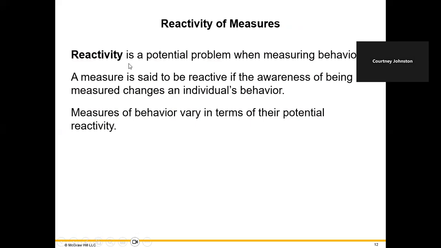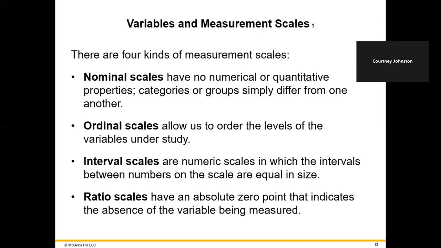And then we have reactivity. So this is a potential problem when you measure behavior. It's a measure or assessment or a survey. It's said to be reactive if the awareness of being measured changes an individual's behavior. So if somebody knows, for example, they are being surveyed based upon their depressive related symptoms, that might actually change how they answer the questions. And measures of behavior vary in terms of their potential reactivity, as to how this is going to change an individual's behavior as to how they answer the questions.